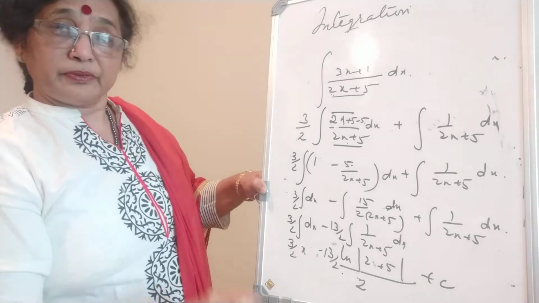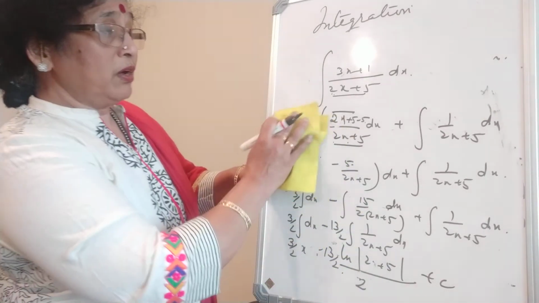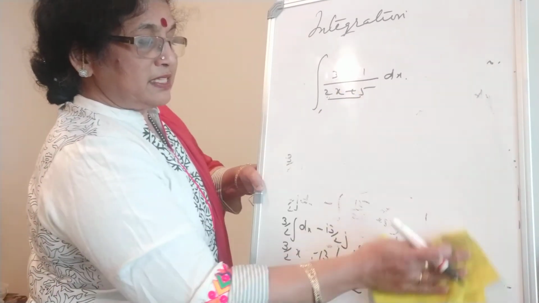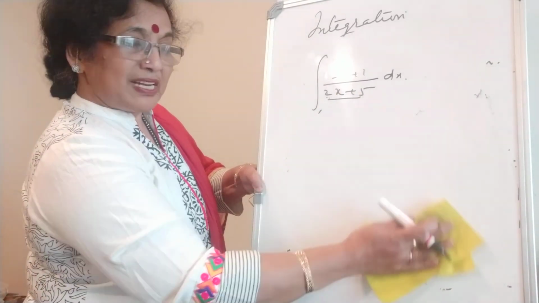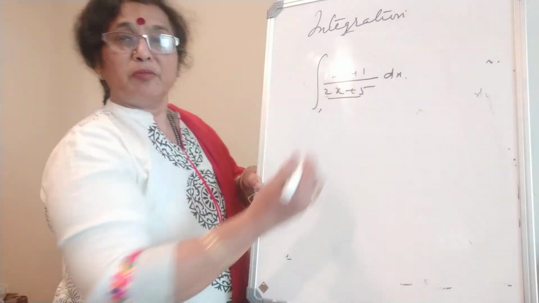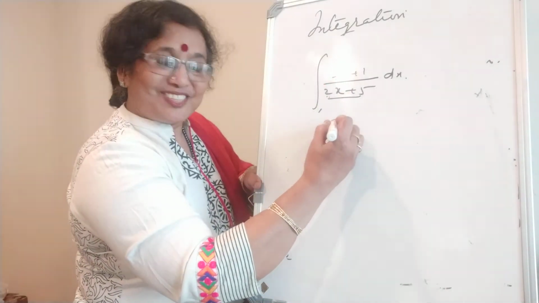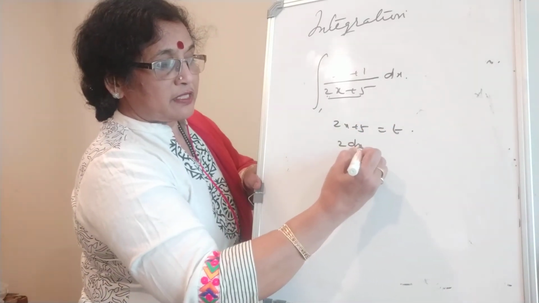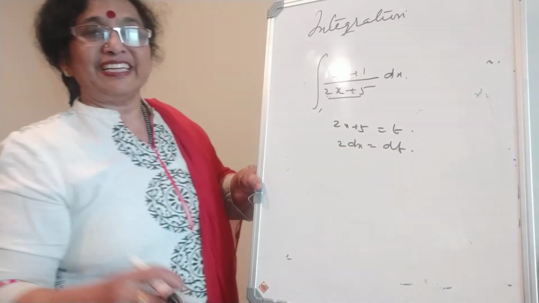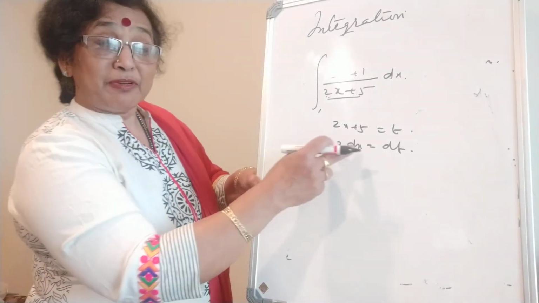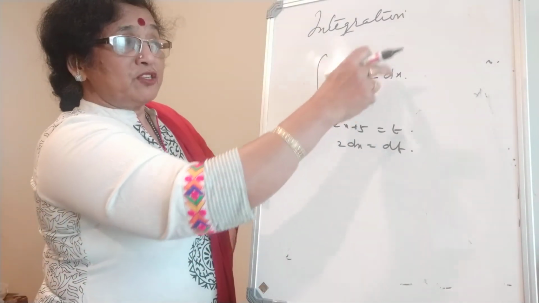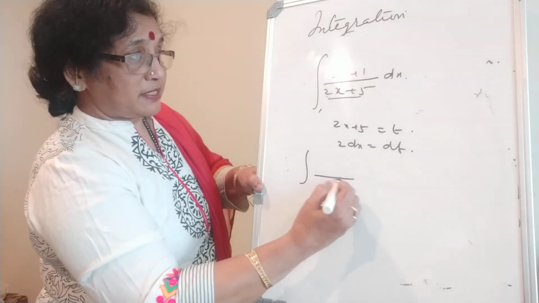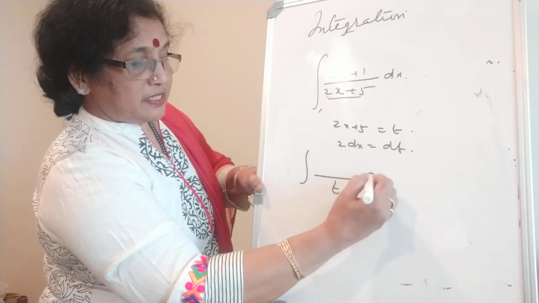That's one method. Your choice. Or just take the denominator as t. I think that would be a little shorter. Take the denominator as t. So 2x plus 5 equals t. So 2 dx is equal to dt, or dt by dx is 2. Why am I differentiating? Because this will change to a function of t, so this has to be dt. So therefore I write here t, and dx is dt by 2.